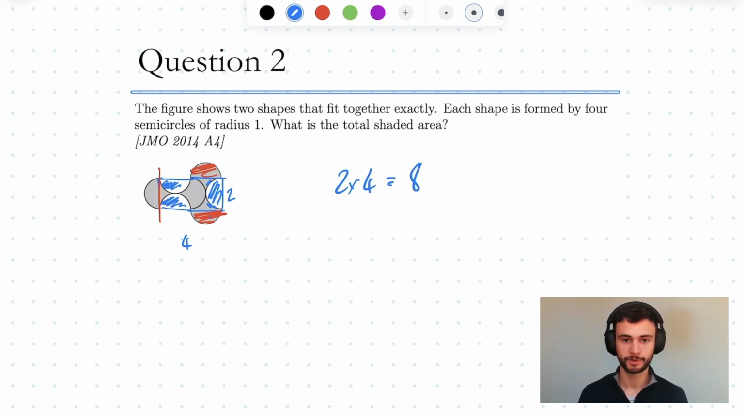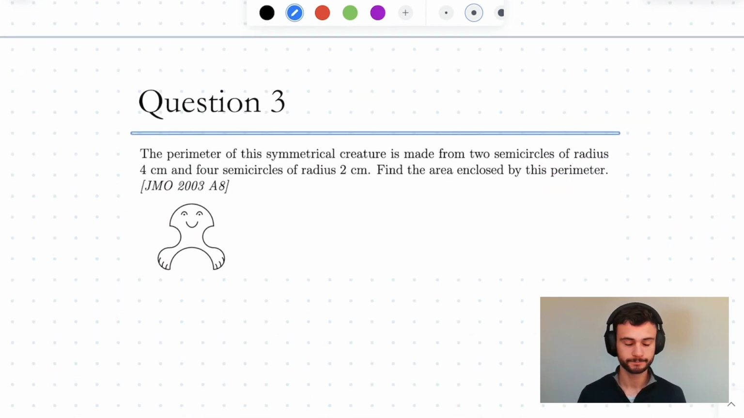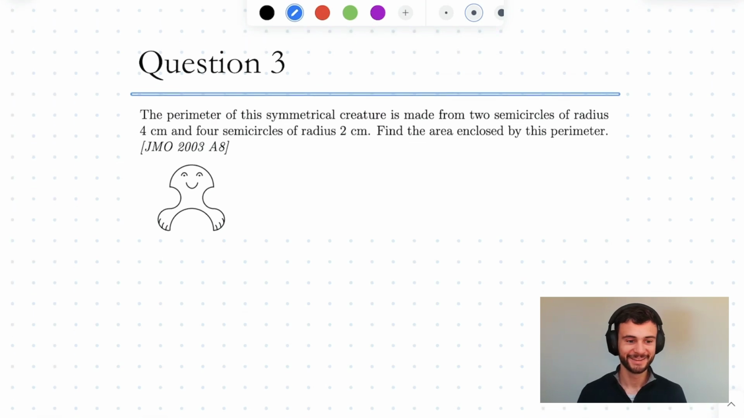Cool. Question 3. So you should be able to dive into this one now because it uses very similar techniques to the last question. The perimeter of this symmetrical creature is made up from 2 semicircles of radius 4 and 4 semicircles of radius 2. Find the area enclosed by this perimeter. Again, pause now, jump in. You should know or have some ideas about how to go about this.